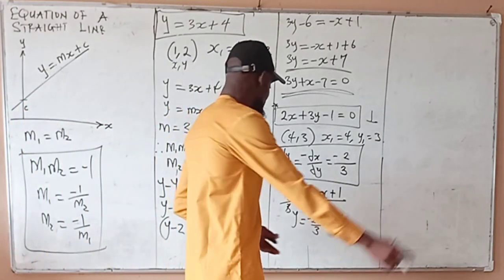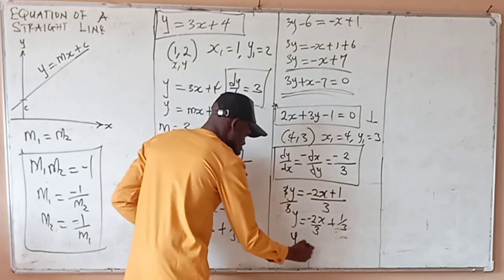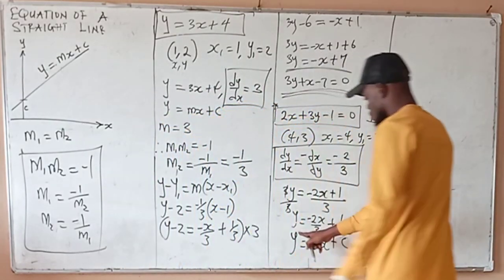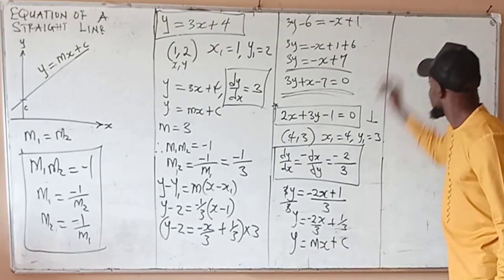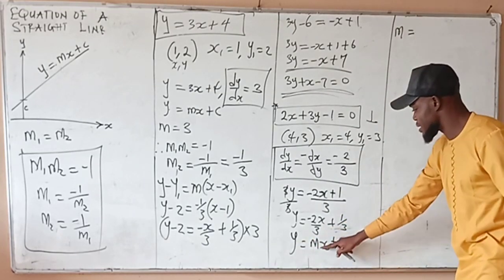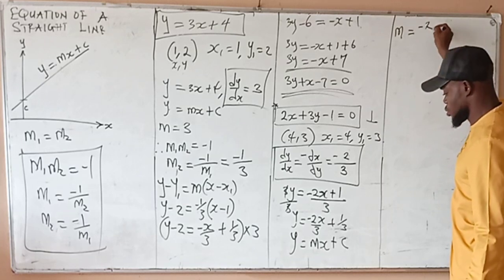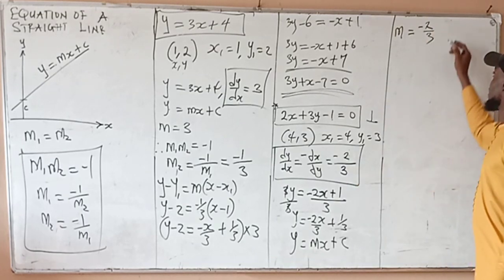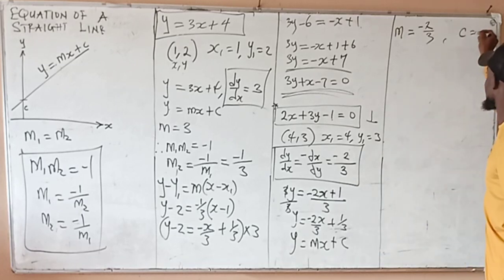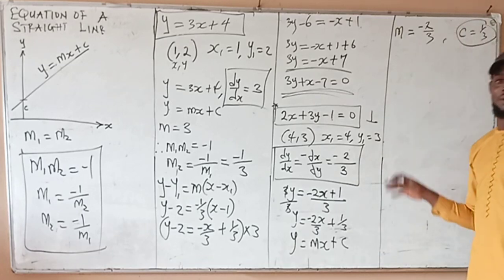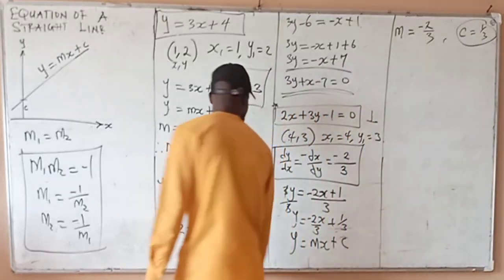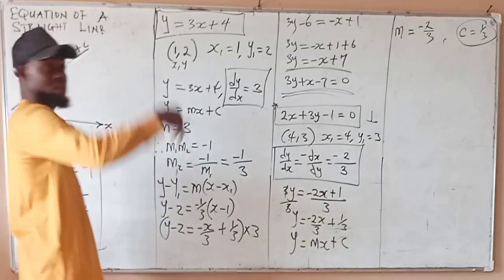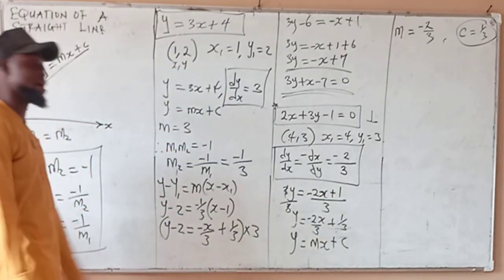The next thing will be to compare this to y equals mx plus c. So we compare this and this now. Our y is equal to y, x is equal to x. Then m will be equal to what? What is the m here? m will be equal to minus 2 over 3. Then what is the intercept? Intercept will be 1 over 3. We don't even need this one in our equation now. We don't need the intercept. Let's go on with the comparison.